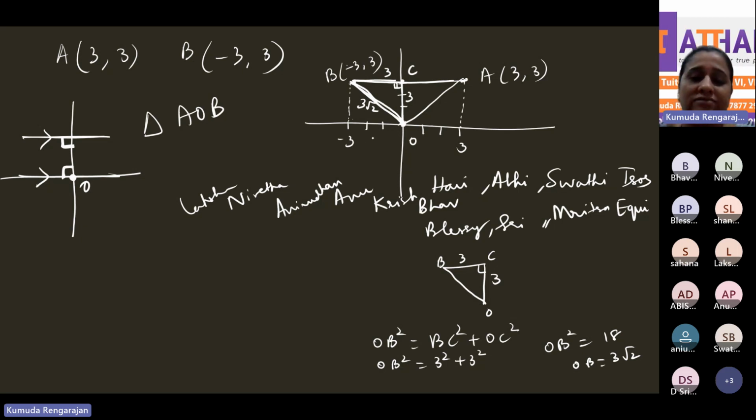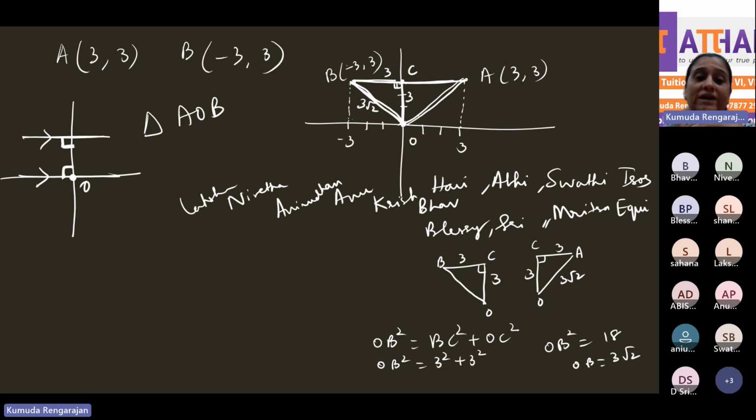And how can you find the length of the line segment OB? Using Pythagoras theorem. OB is 3 root 2 units. Similarly, you will find that OA is 3 root 2 units using the same idea in triangle COA. In triangle COA, this is 3 units, this is 3 units. Children, see, this is 3, this one is 3. So this one will be 3 root 2. So clearly OA is equal to OB, 3 root 2 units by Pythagoras theorem. Since two sides are equal, it is an isosceles triangle.